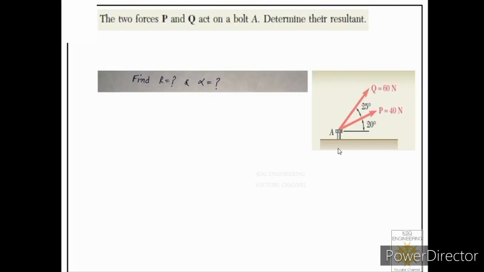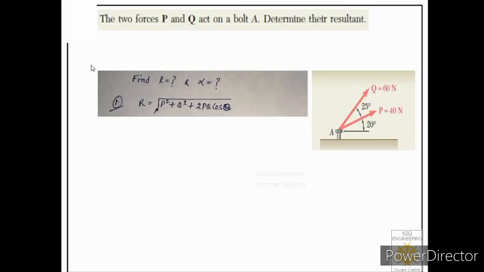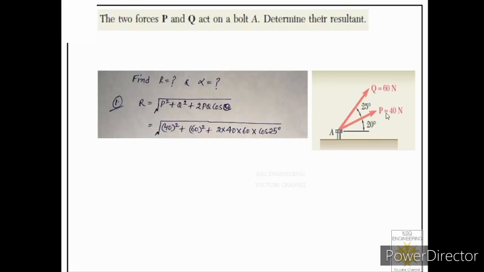Now, if we want to apply the parallelogram law on this particular system to find its resultant, then we have to use the formulas. So what are those formulas? The first formula is related to the magnitude of the resultant. So let us apply this particular formula. In this case, P is 40 Newton, Q is 60 Newton. So let us put these values and take the square of the first force, that is P, take the square of the second force, that is Q, then put the value of P and Q over here as 40 into 60.